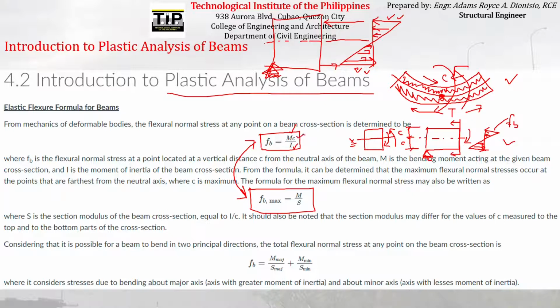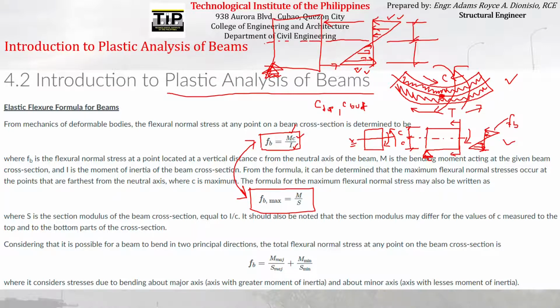And then yung C, since equal lang naman yung distance from the top tsaka sa bottom, di equal lang din yung C-top, C sub top tsaka C sub bottom. Yan yung mga distance from the neutral axis to the top or bottom fiber. So parehas lang ng magnitude yan. So kung parehas lahat yan, edi parehas lang yung bending stress dito sa top tsaka sa bottom.